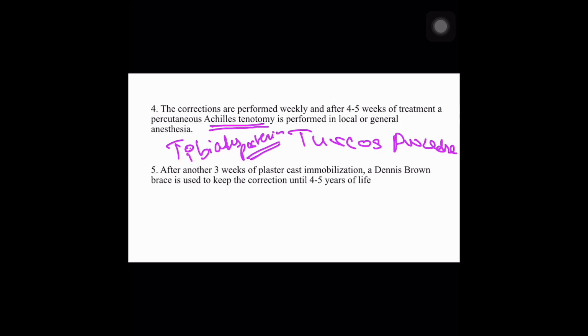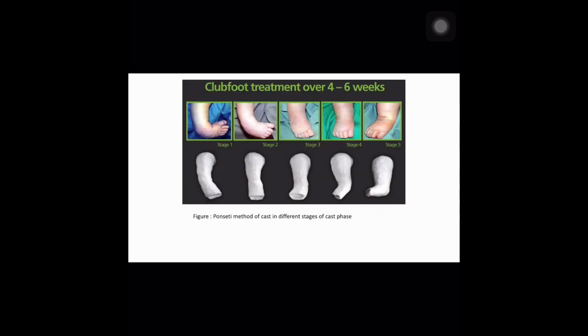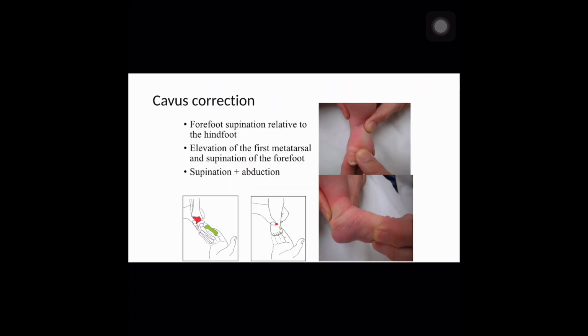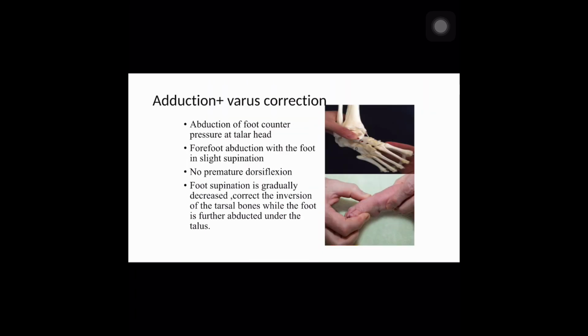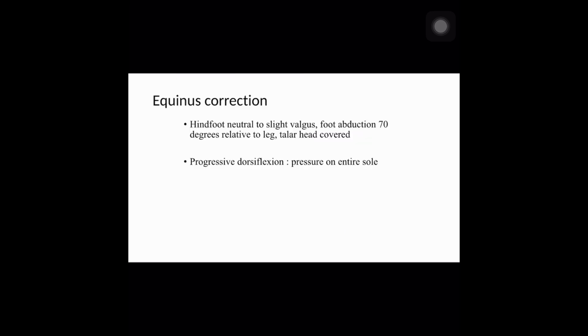After another 3 weeks of plaster cast, immobilization is done in a Dennis Brown splint. After the Dennis Brown splint, use CTEV shoes for 4 to 5 years, because keeping the child immobile in a Dennis Brown splint alone doesn't work well. So stage 1, stage 2, stage 3, stage 4, stage 5. That means at least 5 to 6 weeks you have to go for clubfoot treatment. This is known as the Ponseti method. Now, correct the cavus, adductus, varus and equinus in this way.